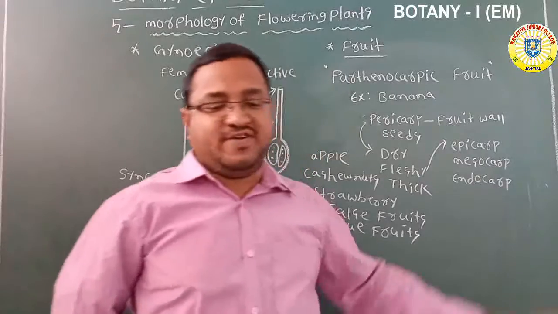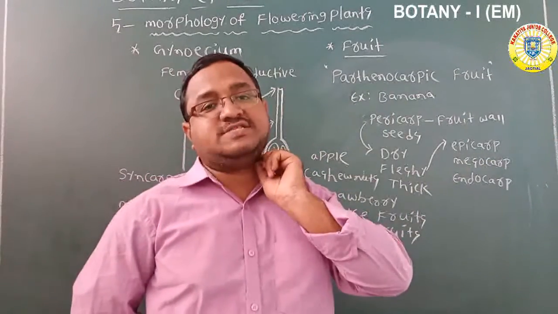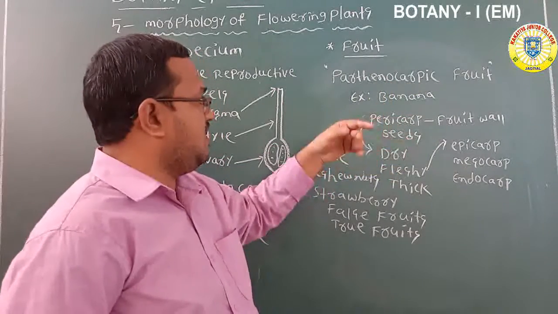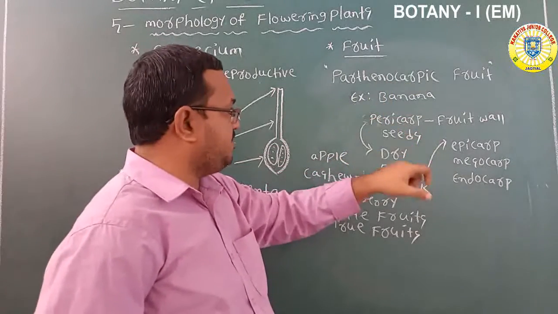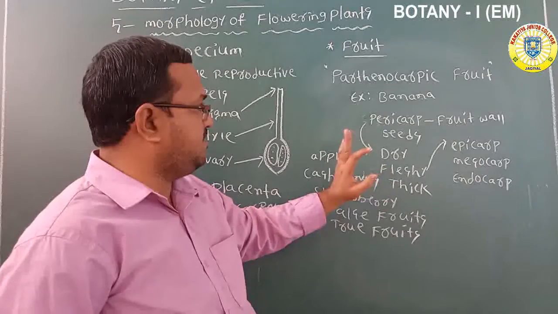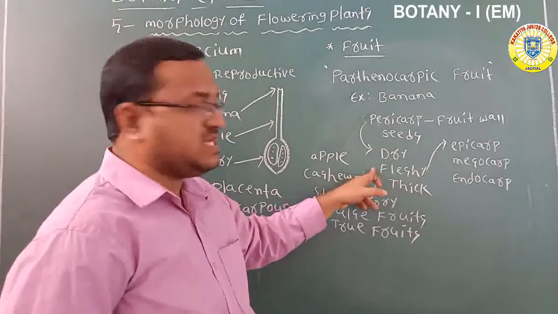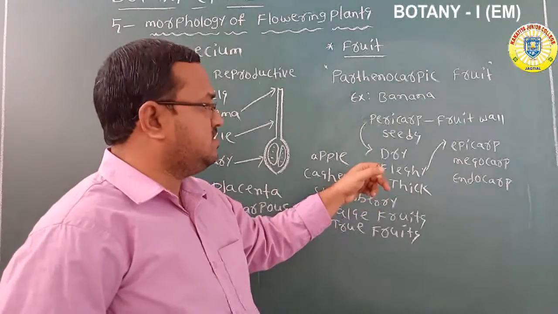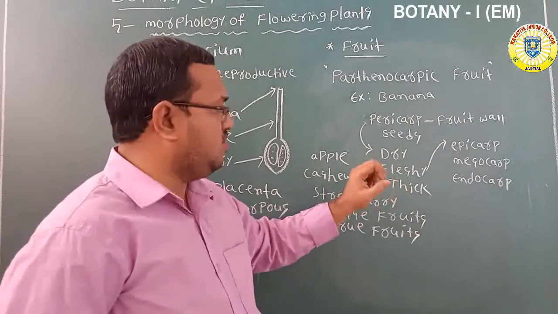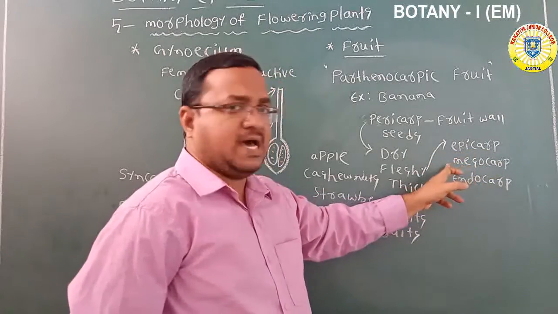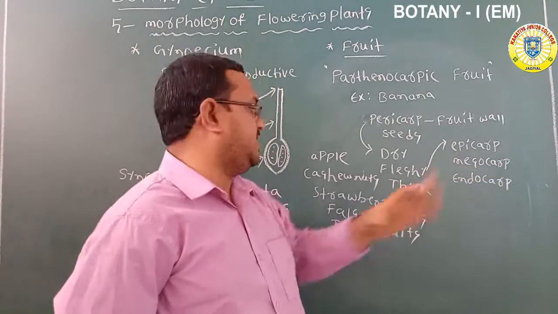Okay, thank you children. Today we discussed completely the gynoecium and some information about the fruit and parthenocarpic fruit, fruit wall, pericarp. If the pericarp is dry, they are called dry fruits. If the pericarp is fleshy, they are called fleshy fruits. If the pericarp is fleshy and thick, it has 3 layers: epicarp outer layer, mesocarp middle layer, endocarp inner layer.